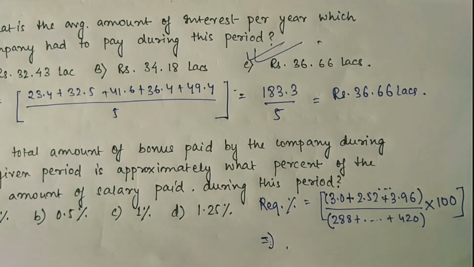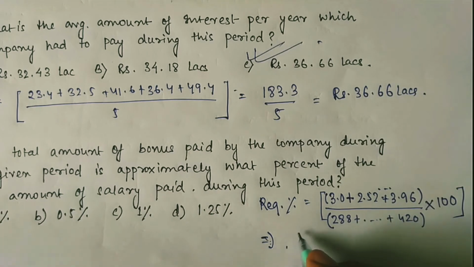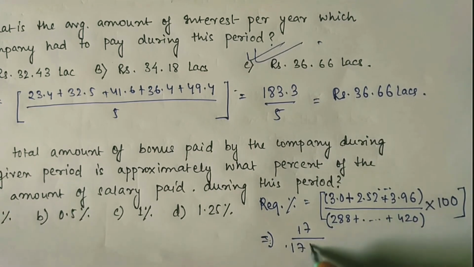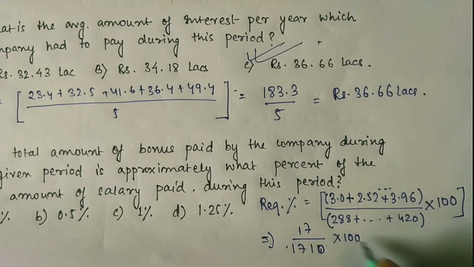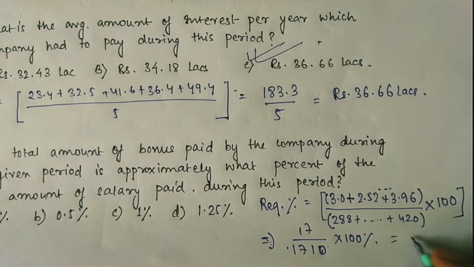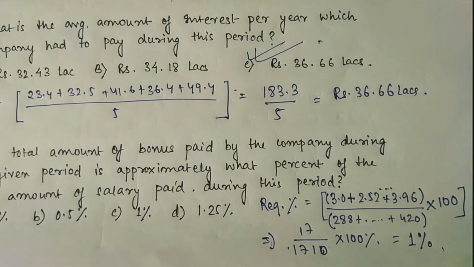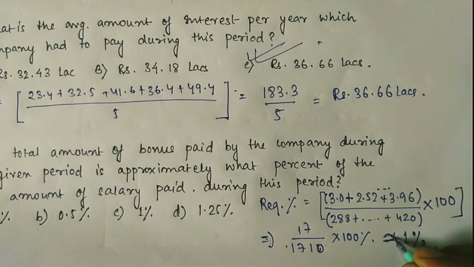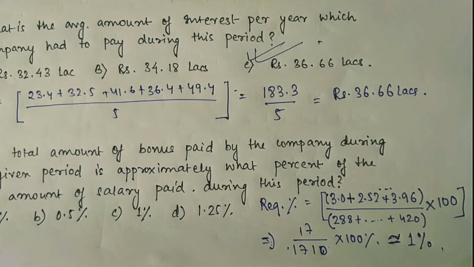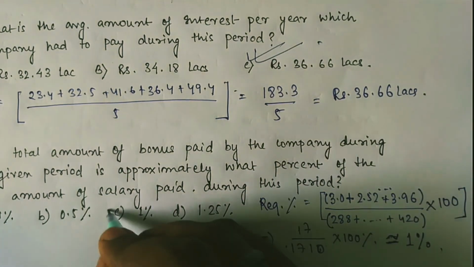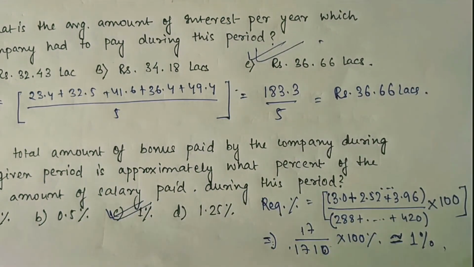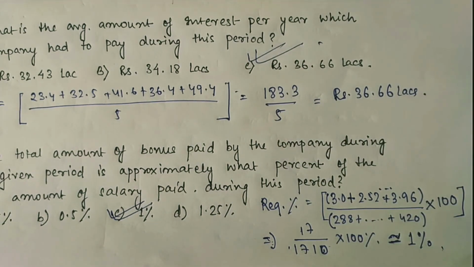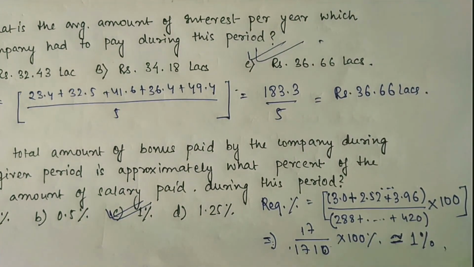So when you solve this equation, it becomes 17 by 1710 into 100%, which is approximately equal to 1%. It is not exactly 1%, but approximately 1%. So 1% of the salary is given as a bonus in this period by the company. I hope you understood what easy questions are asked in the table chart chapter. These are very good points and topics to hold on to, so that you score more and more in the logical reasoning part.